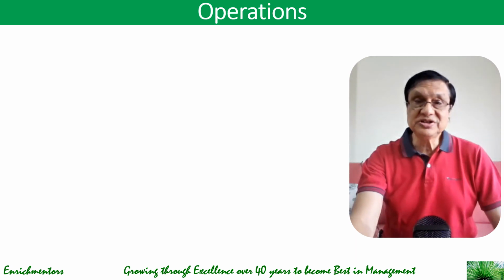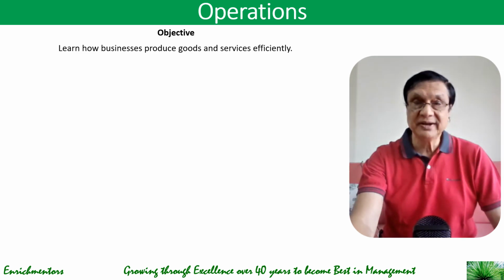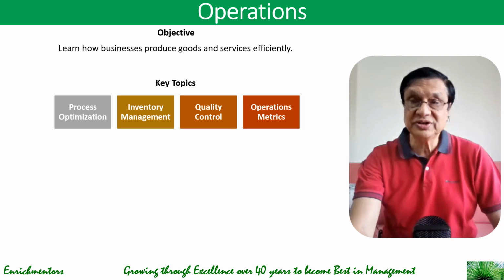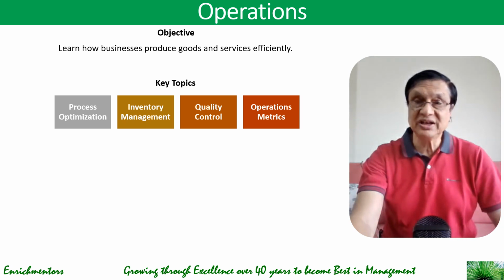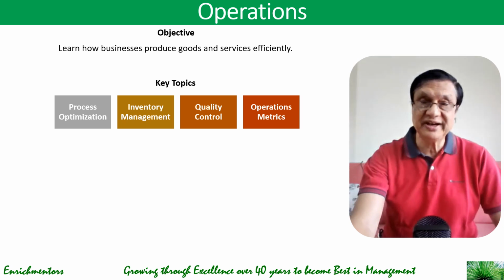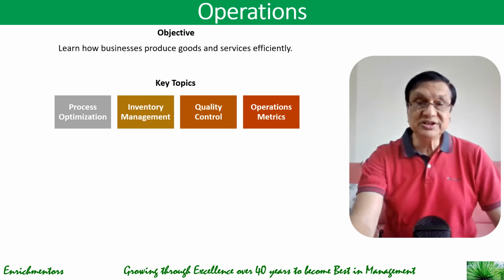Then in operations, your objective should be to learn about how business produces goods and services efficiently. The topics you need to learn about are process optimization techniques like Lean Six Sigma, inventory management, where you learn concepts like economic order quantity (EOQ) and just in time (JIT), quality control, total quality management and ISO standards, and also operations metrics and KPIs like throughput, utilization rate, and cycle time.